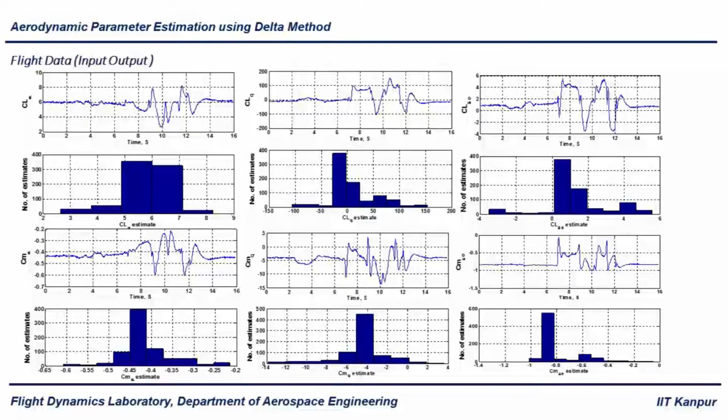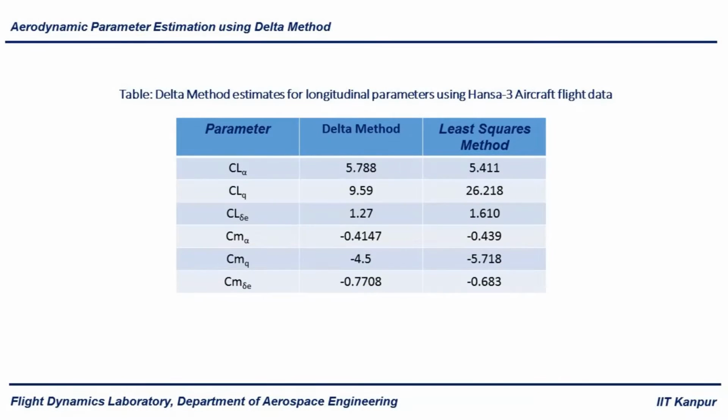And now if you compare this with the results you got earlier using the least square method, these are the results presented here: delta method estimates for longitudinal parameters using Hansa 3 aircraft flight data. You see here you have CL alpha, CLQ, CL delta E, CM alpha, CMQ, and CM delta E estimated using the delta method and using the least square method. They are reasonably in agreement: CL alpha 5.788 you got from the delta method, and 5.411 you got from the least square method.